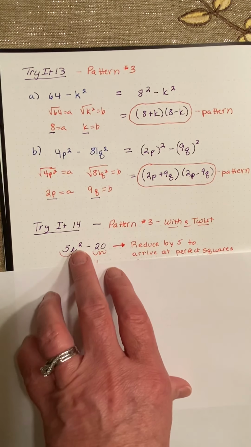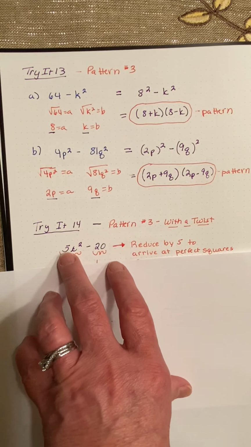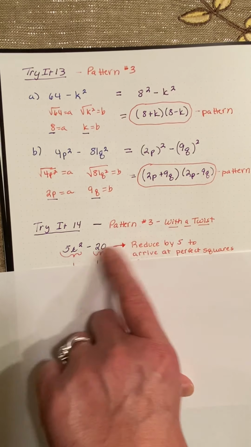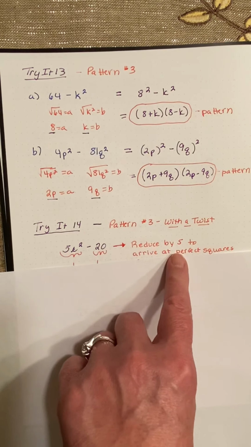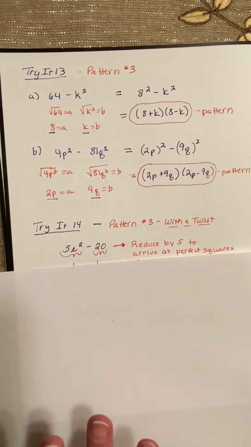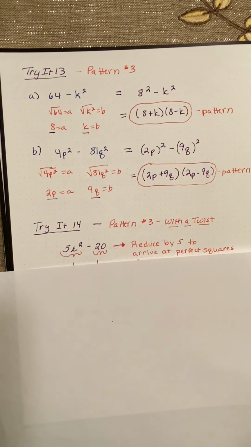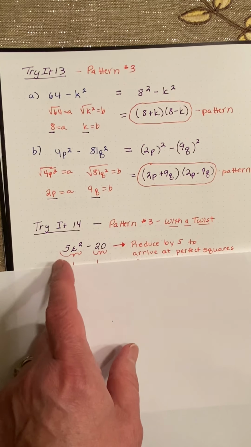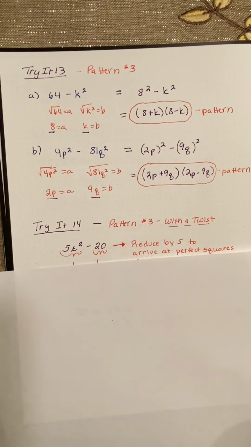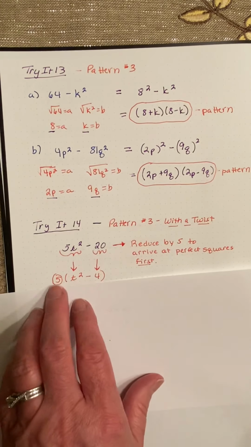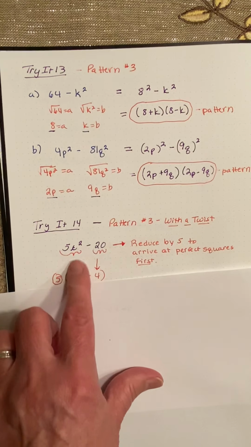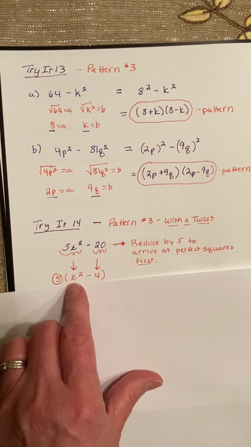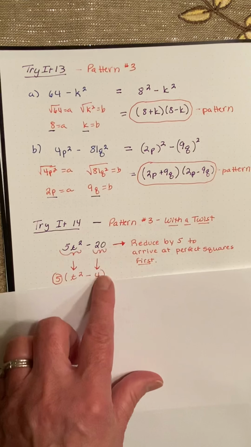I have 5t squared minus 20. I can't do a square root of 5 or 20, so I first have to reduce each one of these by 5 to arrive at perfect squares. I always have to do this factorization with perfect squares. If I don't have any, I see if I can reduce them. By gum, I can. I can reduce each of those by 5. So I end up with 5 times t squared minus 4, because 5 divided by 5 is 1, which I don't record. 20 divided by 5 is 4.